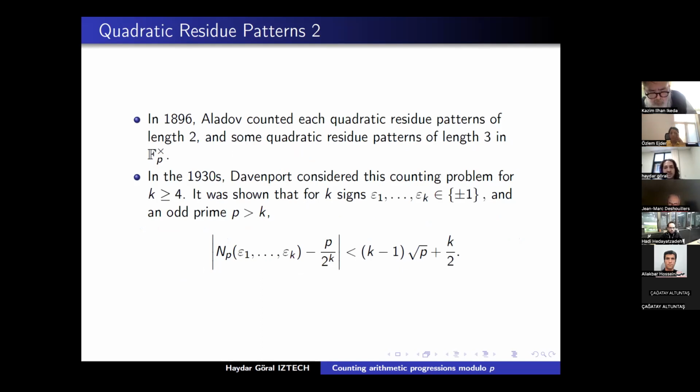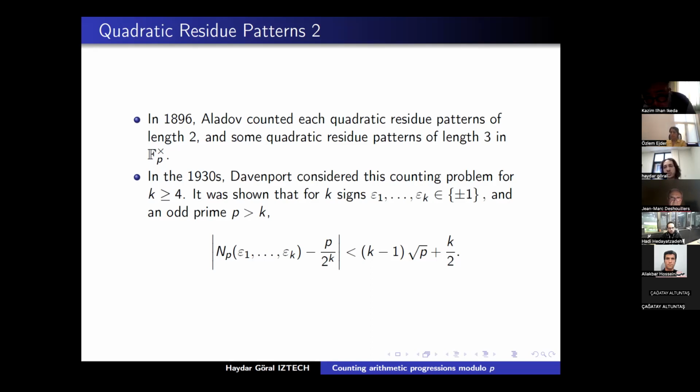Then in the 1930s, Davenport handled this question. And actually, one can show that this is kind of well distributed. Okay, and your expectation is the main term p over 2 to the k, because either you are a quadratic residue or you are not, right? And your density is more or less p over 2.